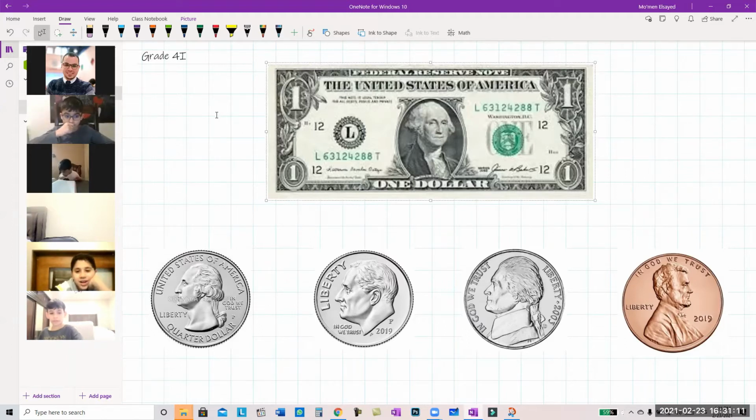Are you familiar with these coins and the shape of the coins? Mr. Mo'men, yes, I forgot to tell you. I have a coin collection. I collected coins from America. Oh, you have it? Yeah, I'm a coin collector. I collect coins everywhere I travel.